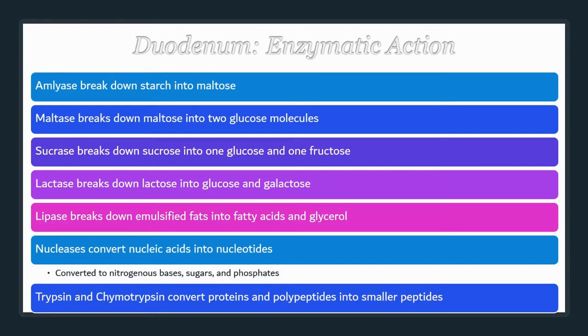Lipase breaks down emulsified fats into fatty acids and glycerol. Nucleases convert nucleic acids into nucleotides. Nucleotides can be converted into nitrogenous bases, sugars, and phosphates. Trypsin and chymotrypsin convert proteins and polypeptides into smaller peptides that can be used to assemble other proteins.